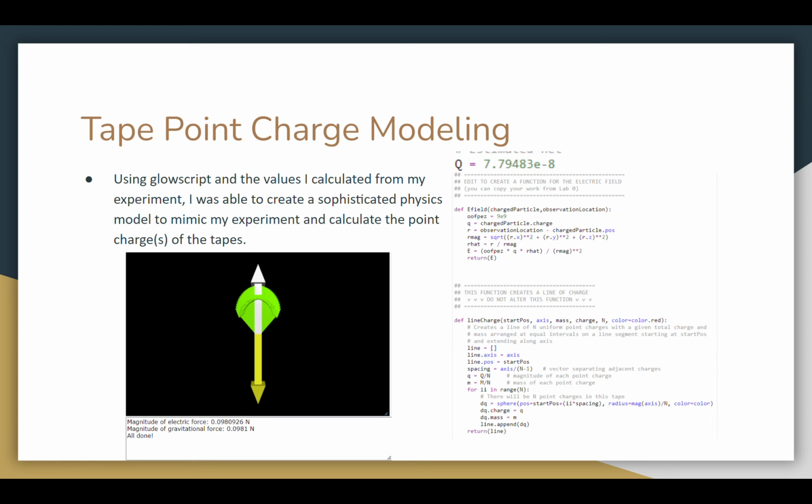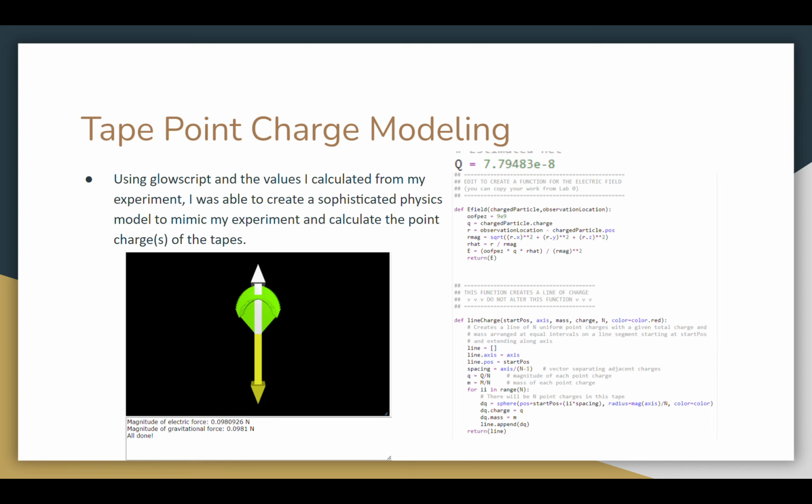And on the left, you can see how that acts on it, where the yellow arrow is gravity acting on it, and green represents all of the different line charges acting, whereas the gray one is the net electric force. And as you can see, the electric force and gravitational force are equal with a distributed charge of 7.79 times 10 to the negative 8, which is the charge of the tape as it's distributed across the tape. And that charge is what allows the tape to counteract gravity by generating an electric force.